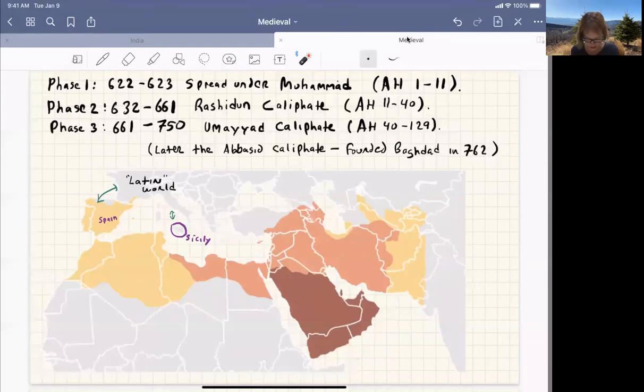So there are phases to the spread of Islam. In phase 1, it was spread under Muhammad. Phase 2, spread under the Rashidun Caliphate. And then phase 3, under the Umayyad Caliphate. And so notice that this included much of North Africa, of the Middle East, as well as Spain.